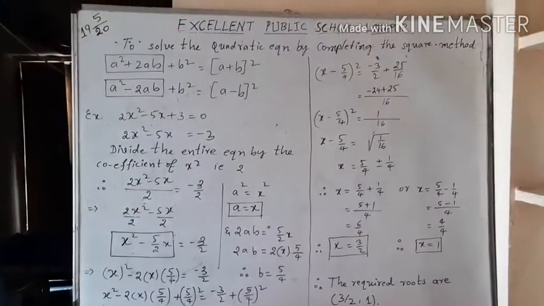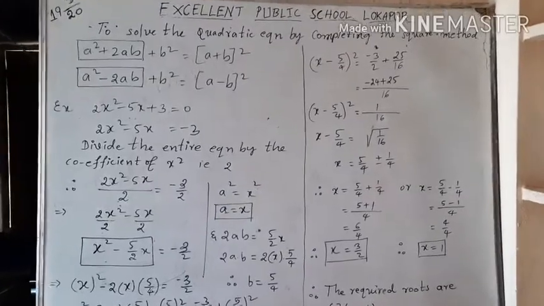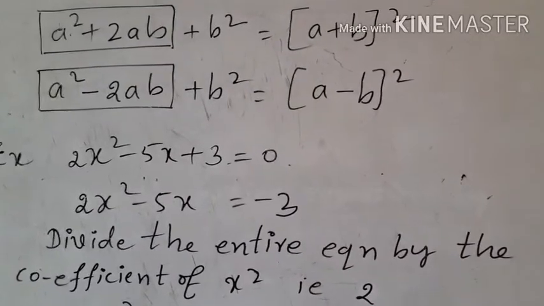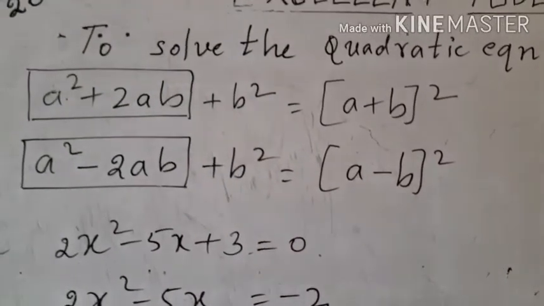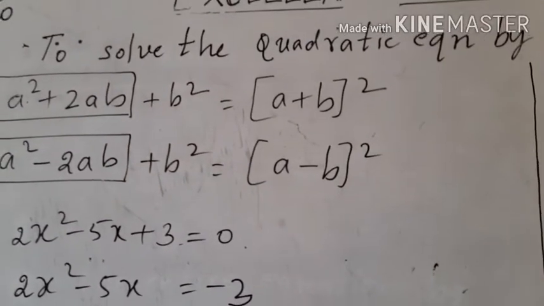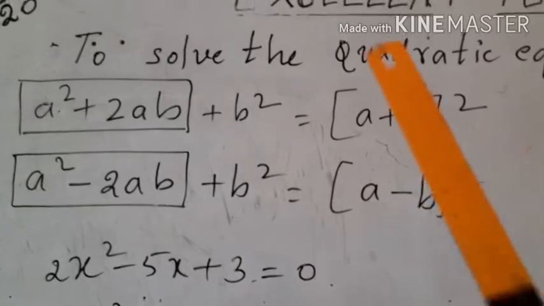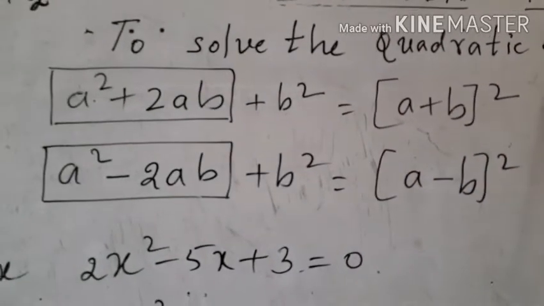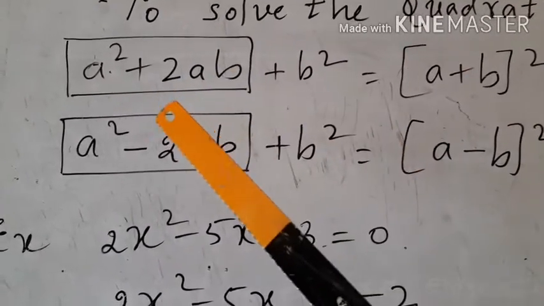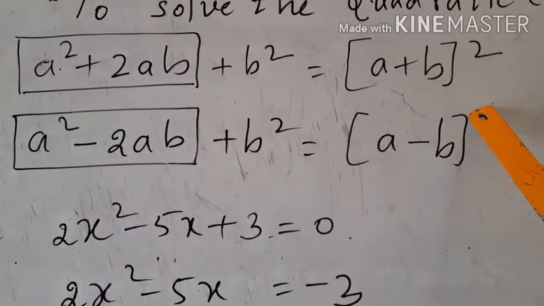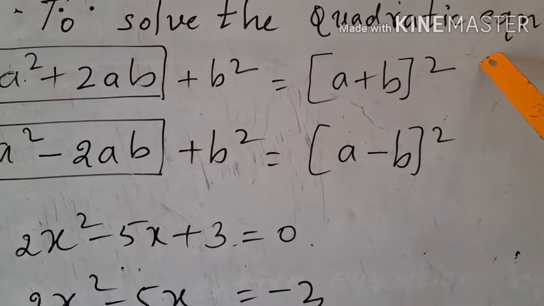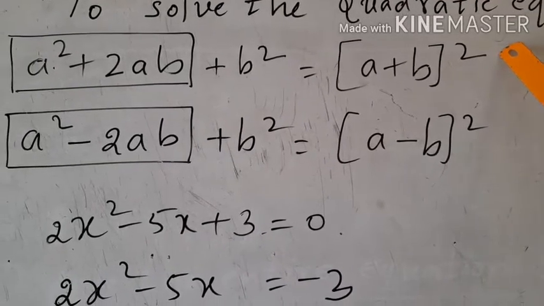To understand this method, we need to understand some basics. Let us see what those are. See here, children. a square plus 2ab plus b square is equal to (a plus b) the whole square, right? This is an identity also. This (a plus b) the whole square is a complete square or a perfect square, right?